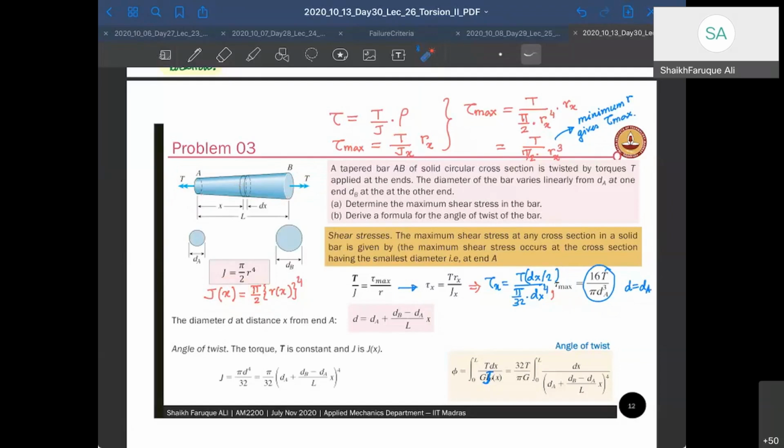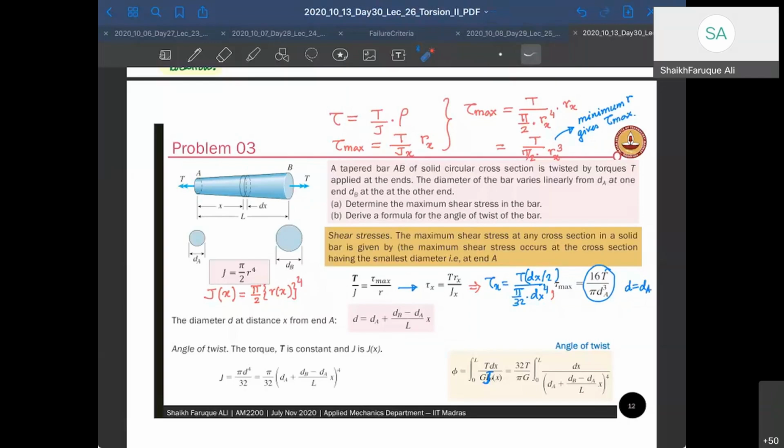What we have to do is determine the maximum shear stress in the bar and the formula for angle of twist. Now, where will be the maximum shear stress? The maximum shear stress will be at a location where there is a minimum area, right? Because the same torque is applied. So where there is a minimum diameter, the stress will be maximum there. Okay, so let's see that.